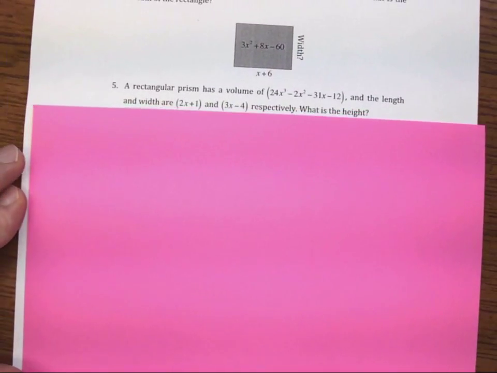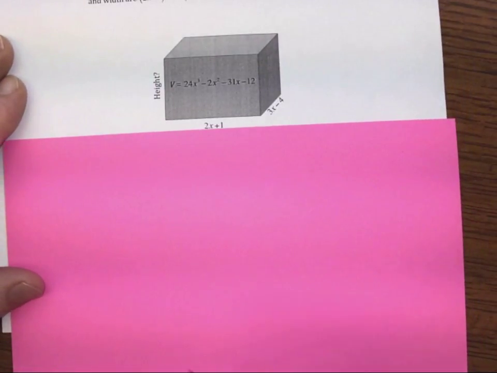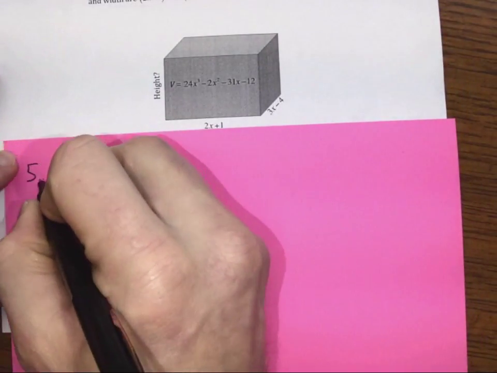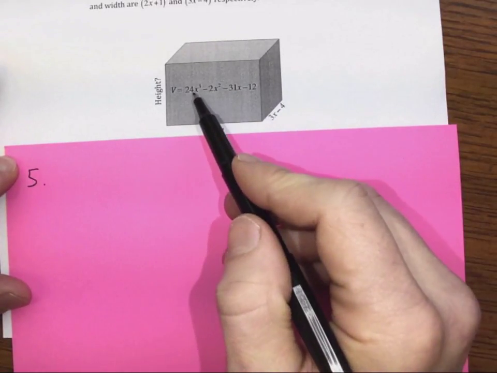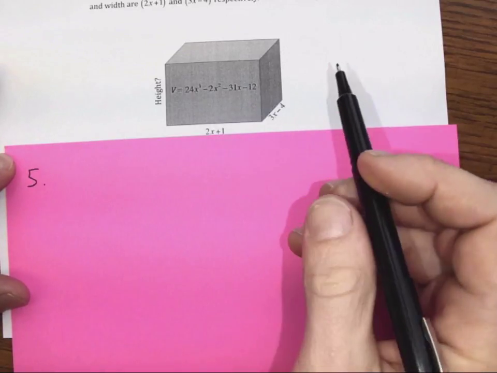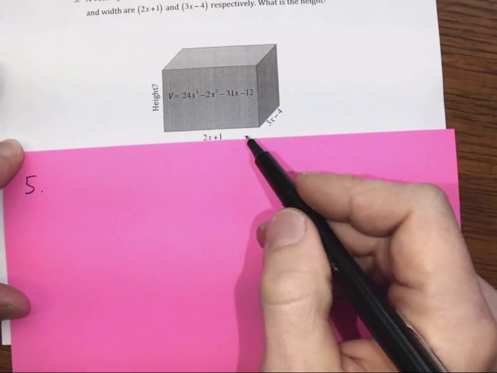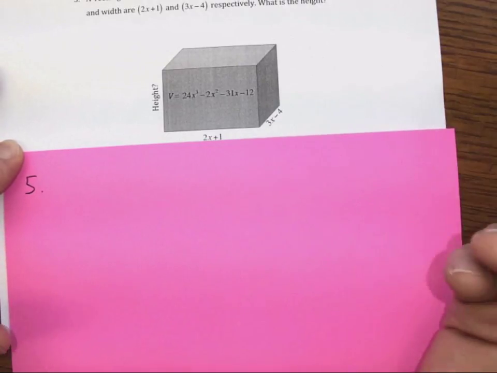So lastly, we have question 5. We have a big diagram here. We have a prism. Okay. And it has a volume of 24x cubed minus 2x squared minus 31x minus 12. And I know that that's equal to 2x plus 1 times 3x minus 4 times something else.